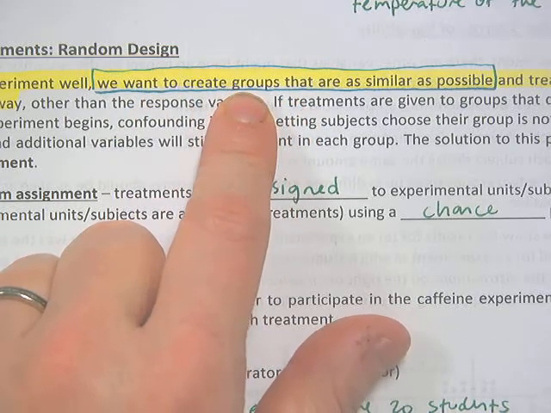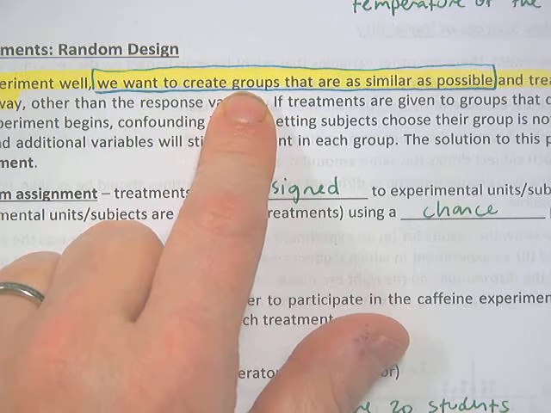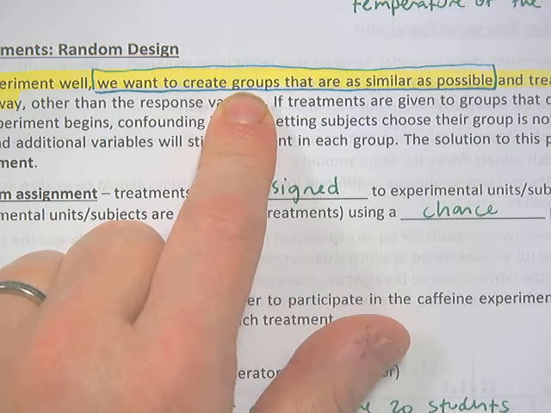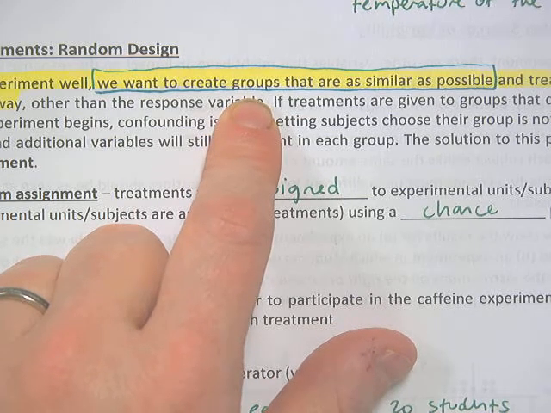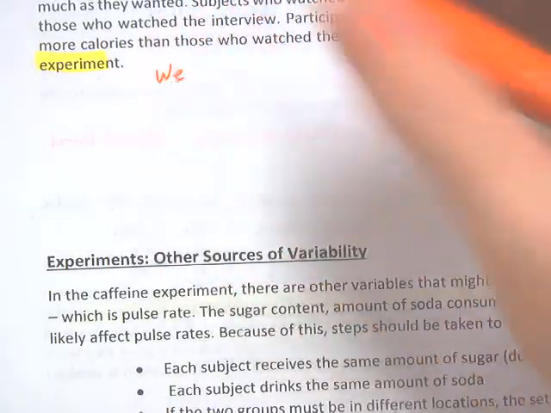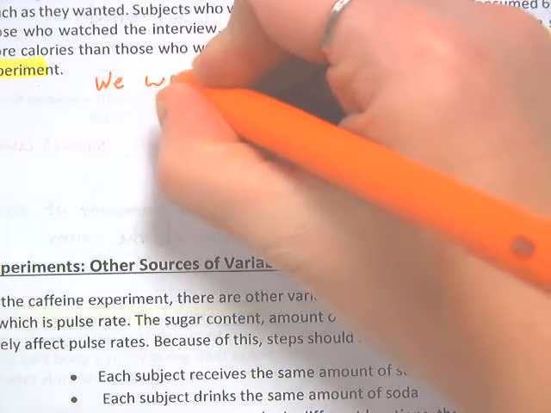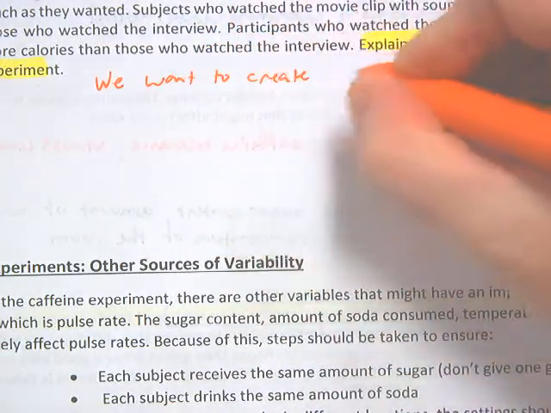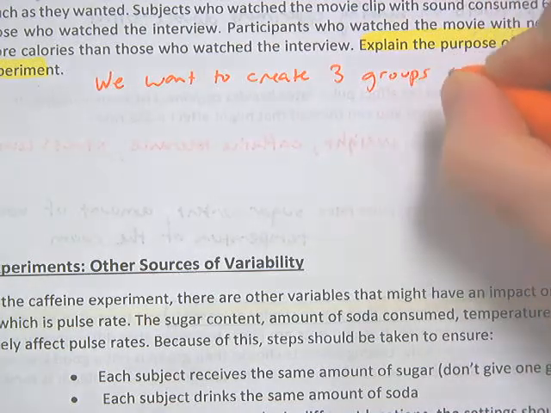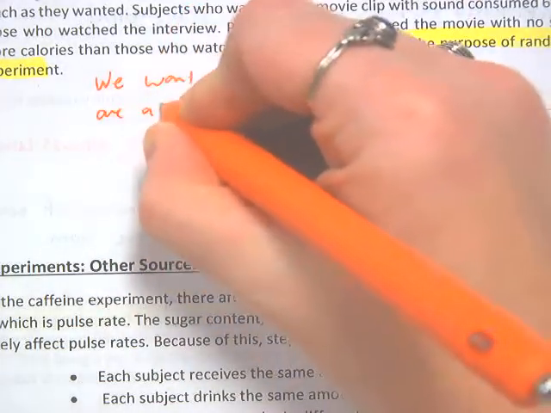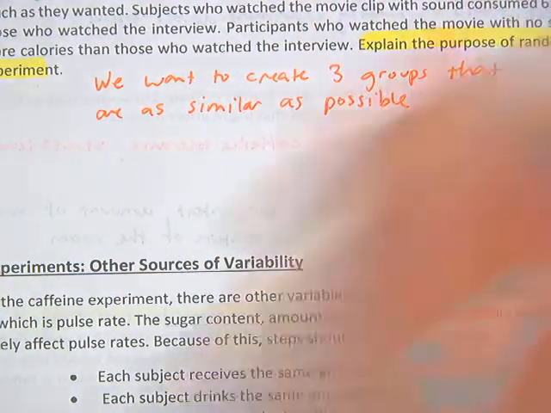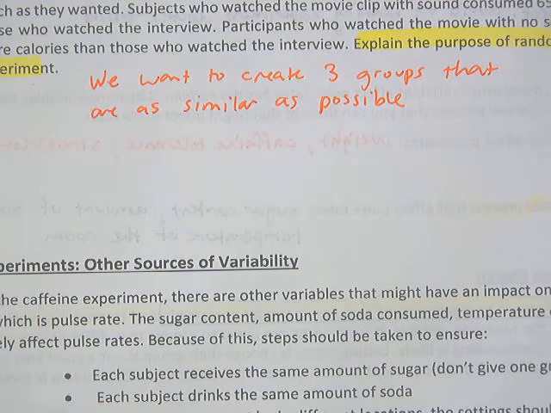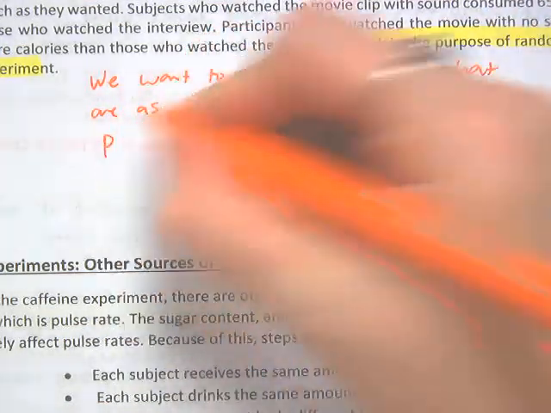Here's the answer. I'm going to copy that down, copy it down, because that's the answer. We want to create groups that are as similar as possible. That's always the answer. We want to create 3 groups that are as similar as possible. To prevent confounding. Let's just tack that on there.